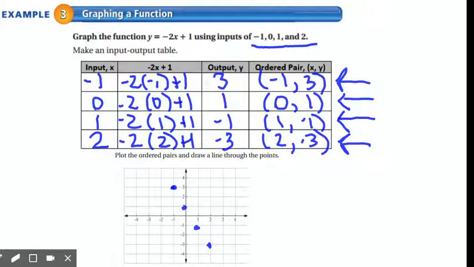All right, and once you plot those ordered pairs, then you're just going to draw a line through them. Make sure you have arrows at each end of your line. And that is how you graph that function using an input-output table, finding ordered pairs, plotting the points, and drawing the line through it. All right, we have one more example.